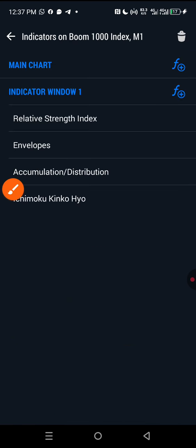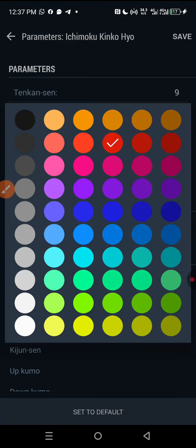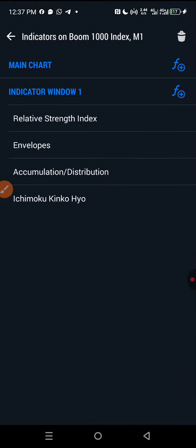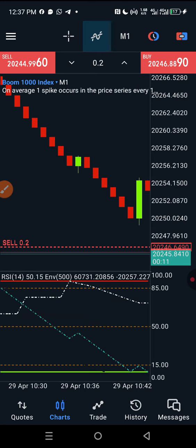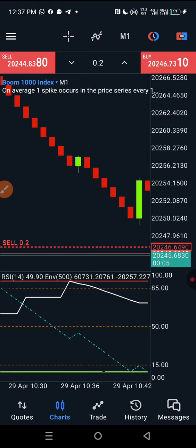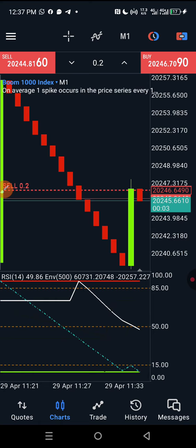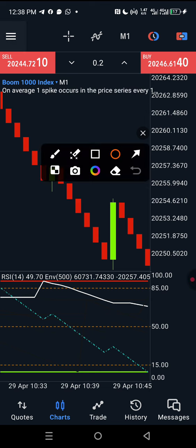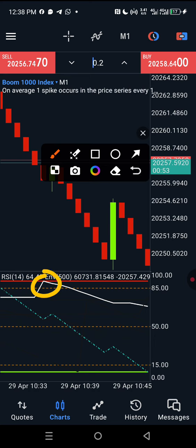So let me even change the color to something shiny so that you can quickly grab it. Let me make it white and increase it. Okay, so it's not as bright as I want. Let me make it a line and increase it. Good. So each time you see Ichimoku above 85, look here, it is above 85. Are you seeing it? It spiked again above 85. And each time you see it touch the upper band of the envelope, what you do, you sell.